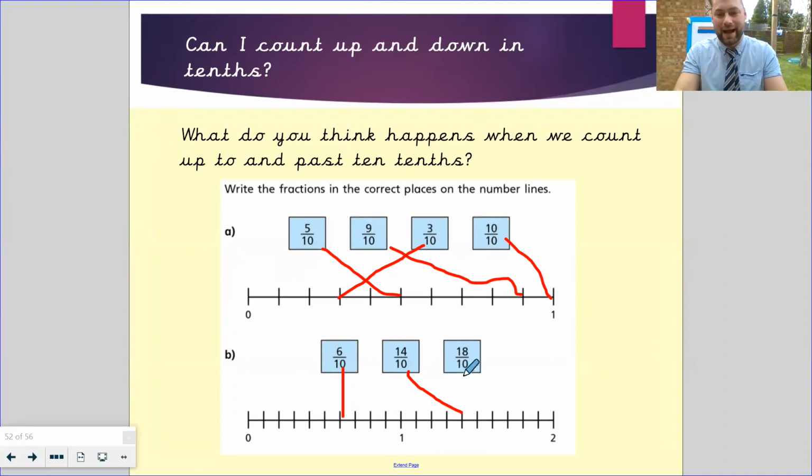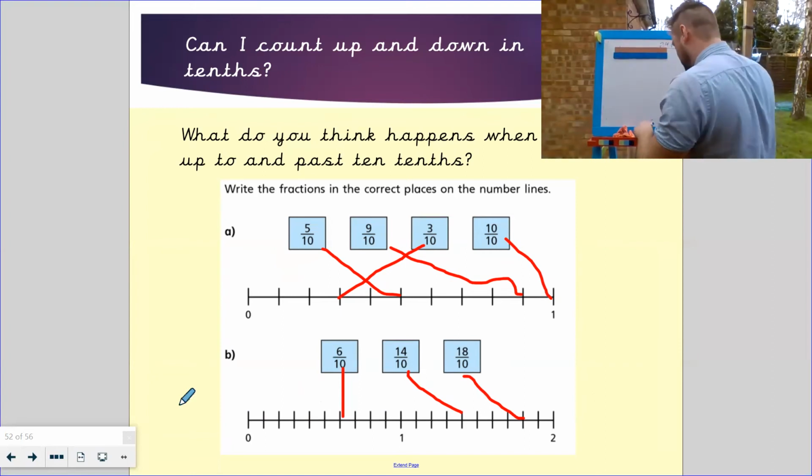And then the last one here, 18 tenths, will go there. If you just count along the number line, you can go 1, 2, 3, 4, 5, 6, 7, 8, 9, 10, 11, 12, and count to the number that you need to get to. But to visualize it like a pizza, you can have 2 pizzas.